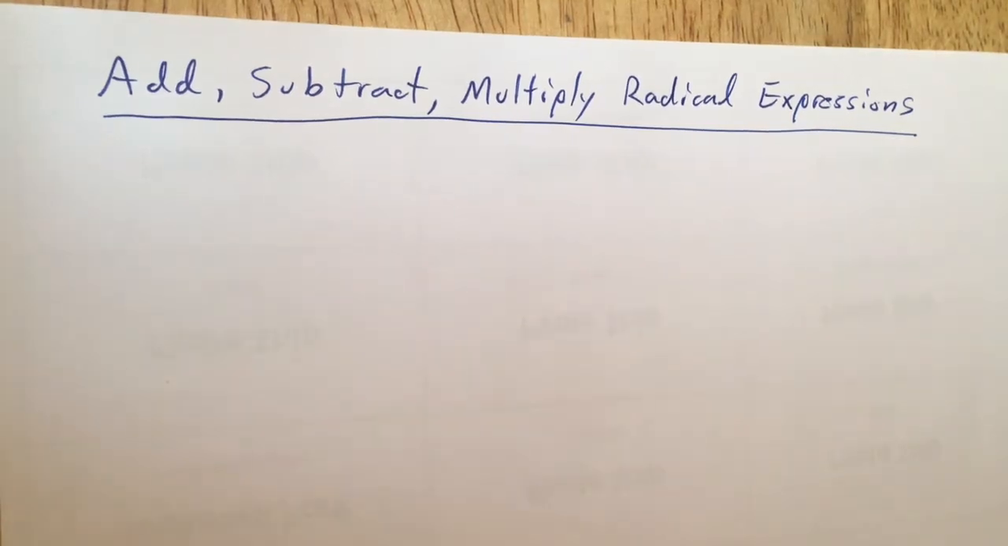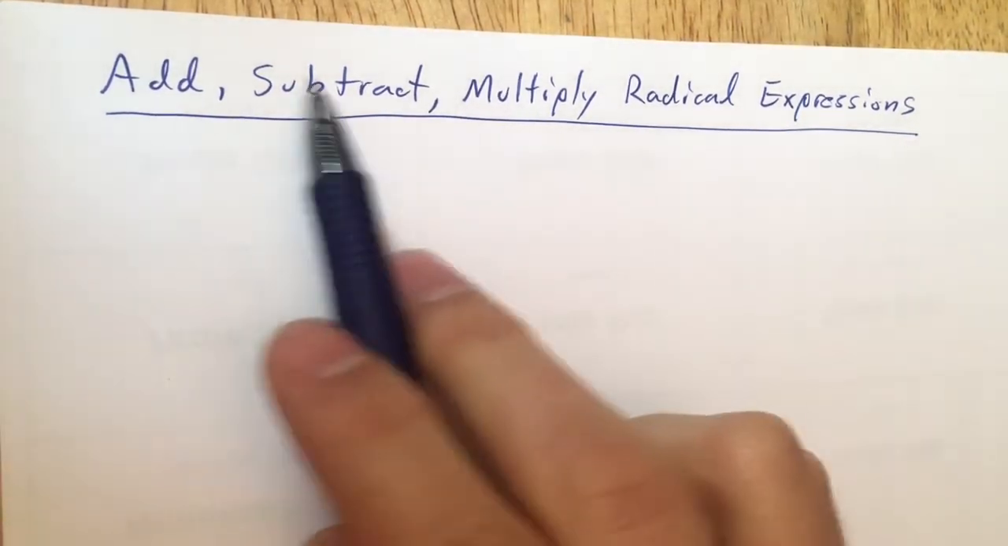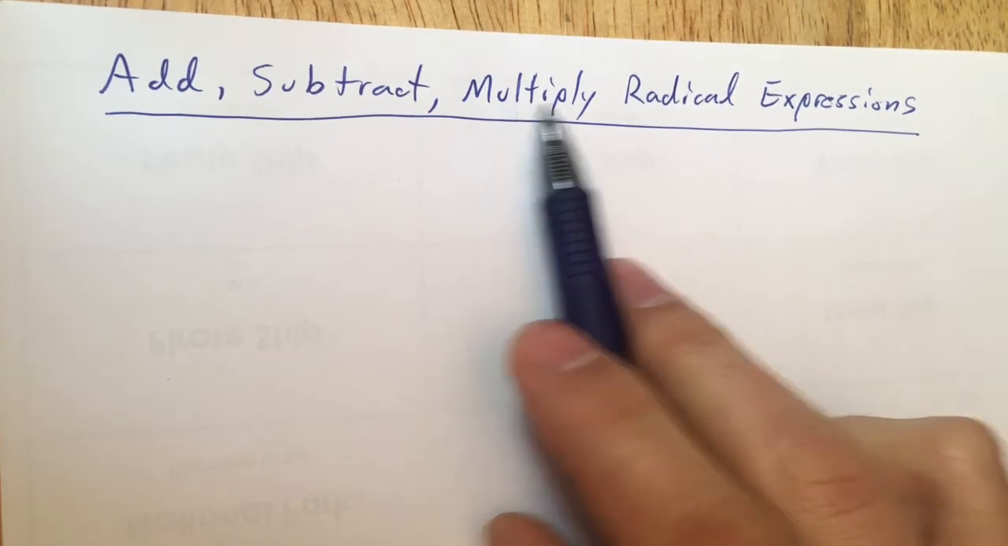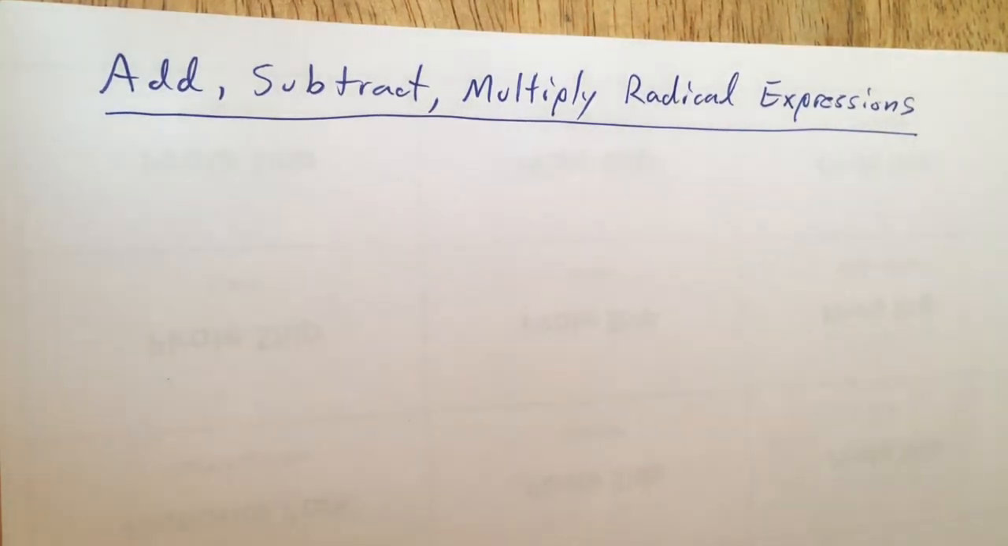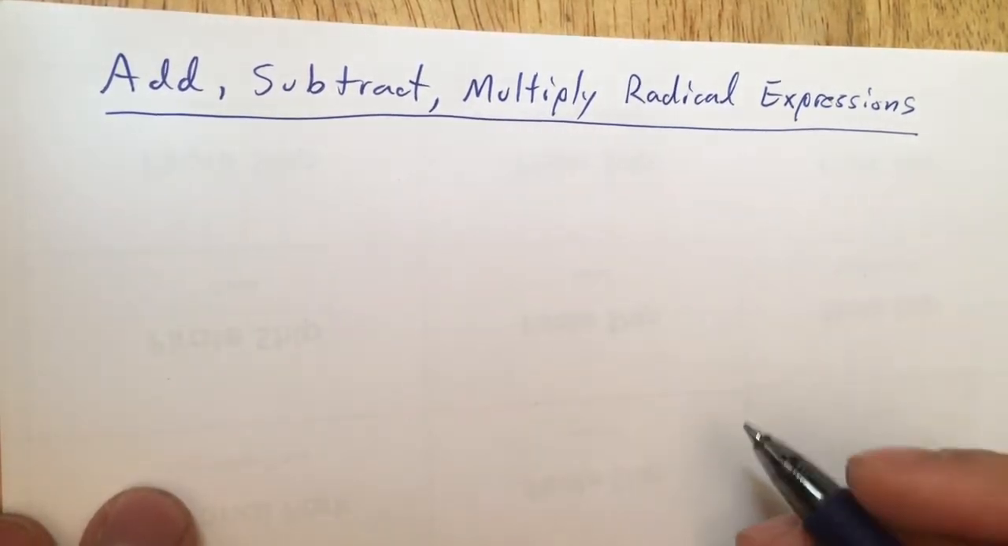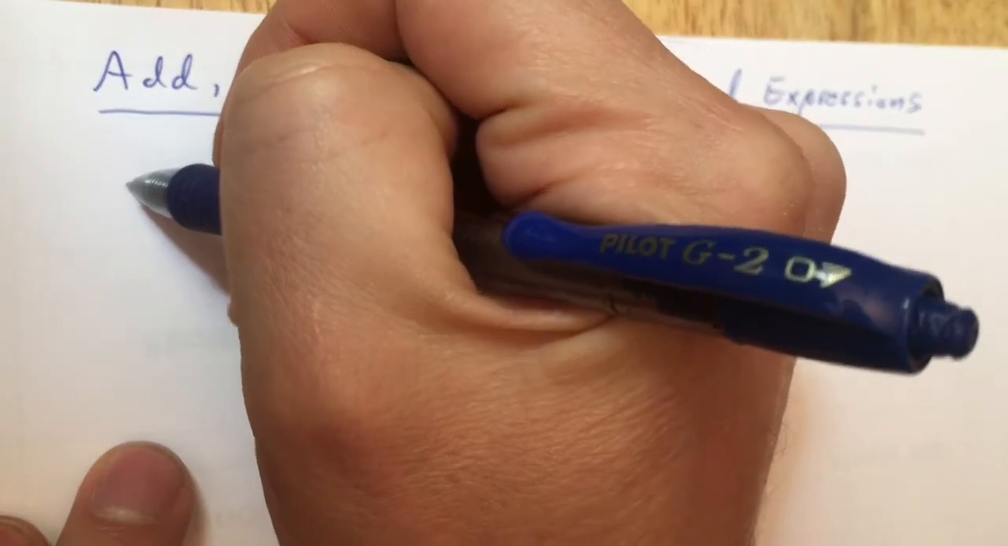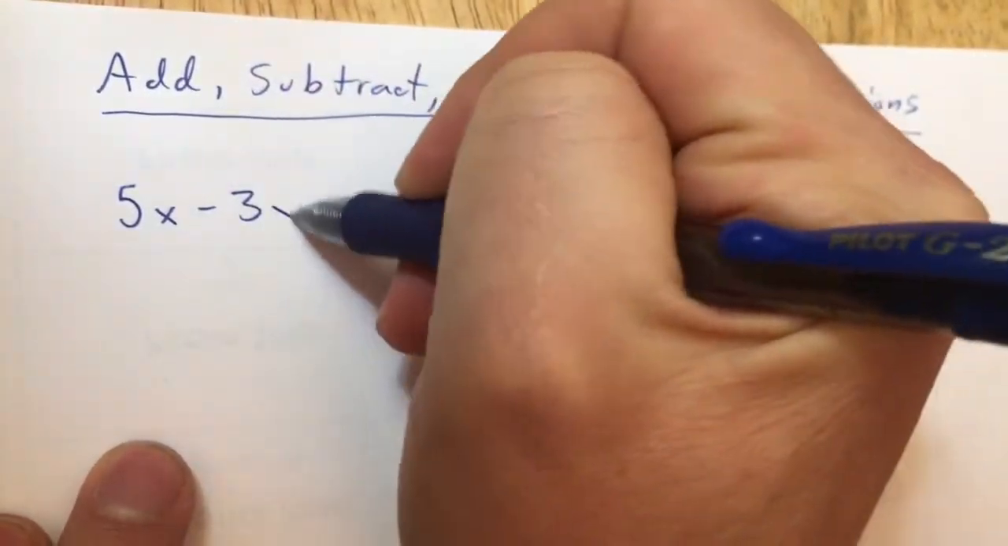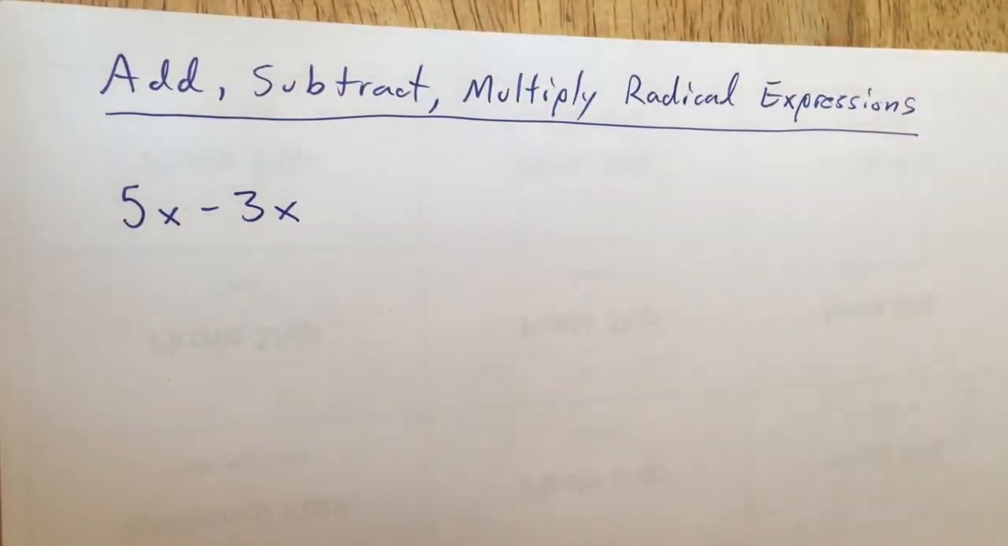Hi everyone. In this video I want to talk about how to add, subtract, and multiply radical expressions. So let's take a look at adding and subtracting. The idea here is to think about what we did when we had variables. Remember that if we had something like 5x minus 3x, how can we simplify this?